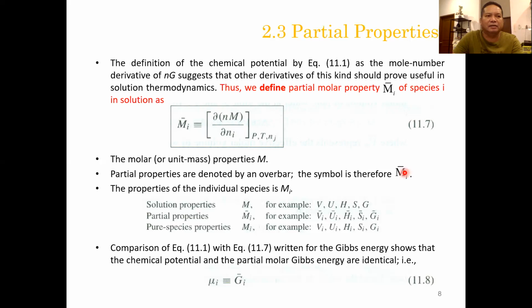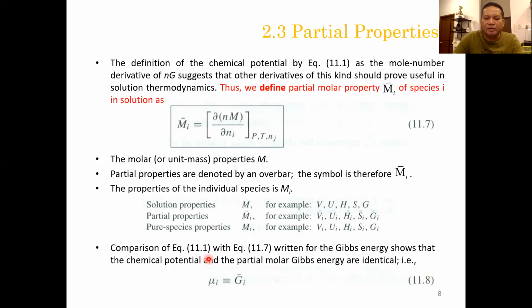I think you have covered this in physical chemistry. For solution properties, you don't have any subscripts; they are plain letters. For partial properties, you have a bar on top to denote them. You can apply this to volume, internal energy, enthalpy, entropy, and Gibbs energy. For pure species, it is denoted by subscript i. Pure species means that it does not have any mixture.